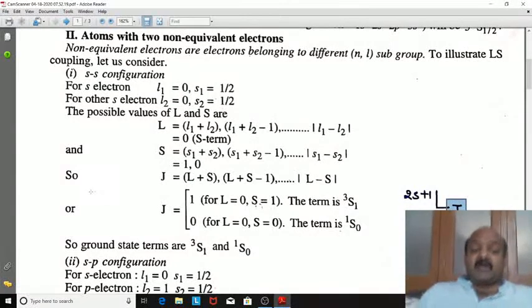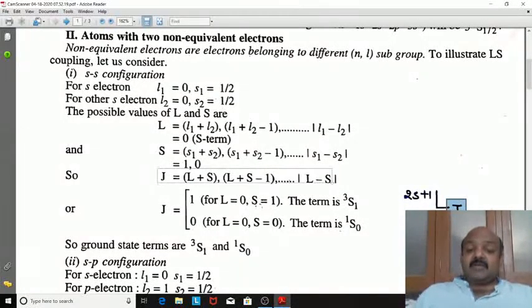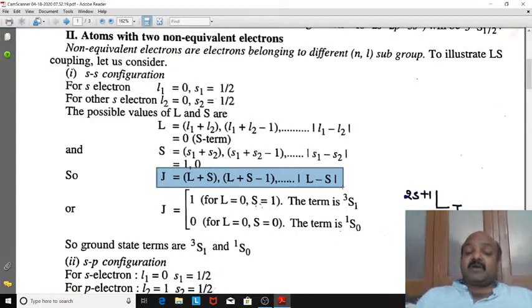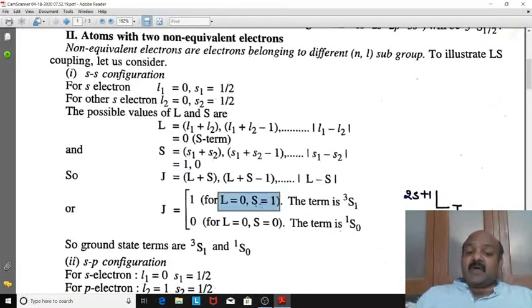So J is calculated according to LS coupling scheme by this formula. L plus S, subsequently go on decreasing by 1. So L value is 0, S value is 1. This is one combination written here. Another combination, L value is 0, S value is 0. This combination is written here. So when we apply the LS coupling scheme, 0 plus 1 is 1, then 0 plus 1 minus 1, that is 0, not allowed state.